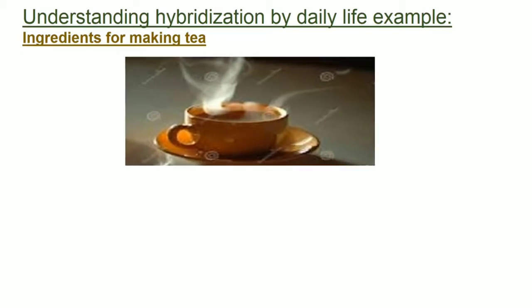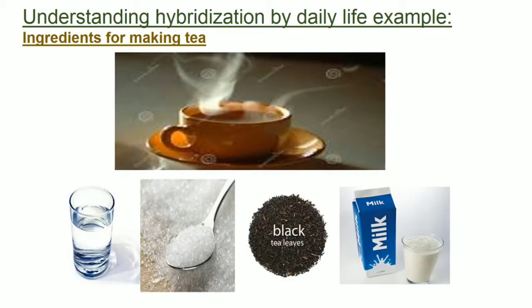Understanding hybridization by a daily life example. Suppose I want to make tea. The ingredients needed to make tea are water, sugar, black tea, and milk. When I boil all these ingredients together, having different texture and color, I get tea. And every drop of the tea has the same color, taste, and smell. So the ingredients of the tea are like the atomic orbitals, whereas the tea is an example of hybrid orbitals.